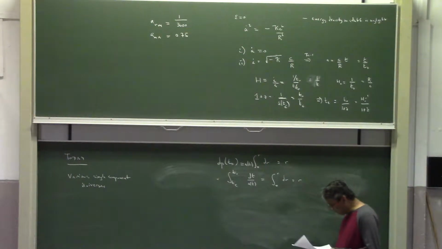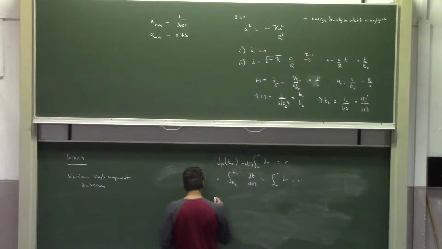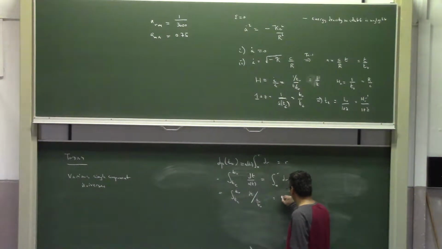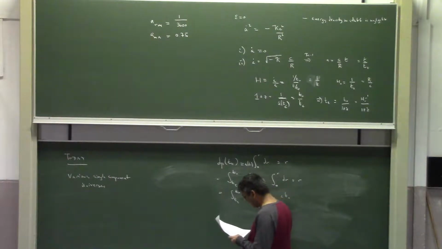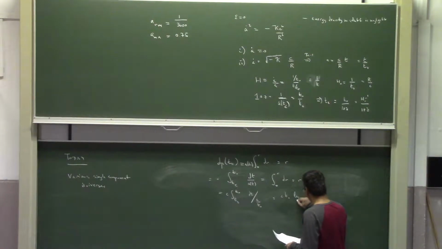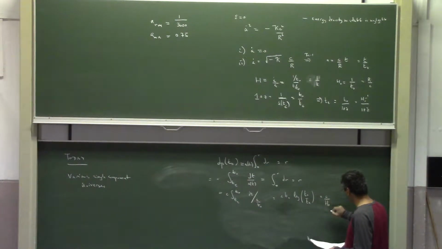So the proper distance in the curvature-only universe, you can plug in what the scale factor is. This is the integral from TE to T0, dt over T0, which is C T0 log T0 over TE. So this is C over H0 log 1 plus z.